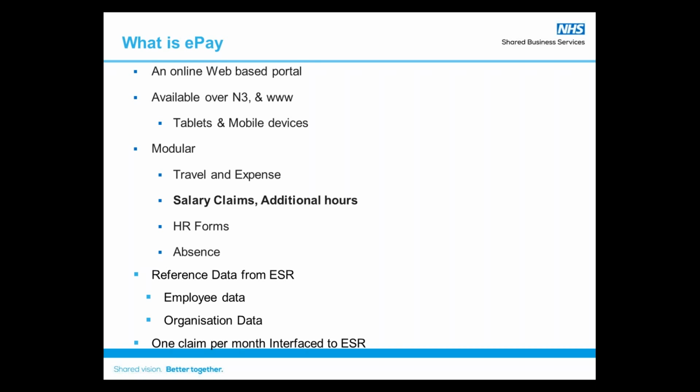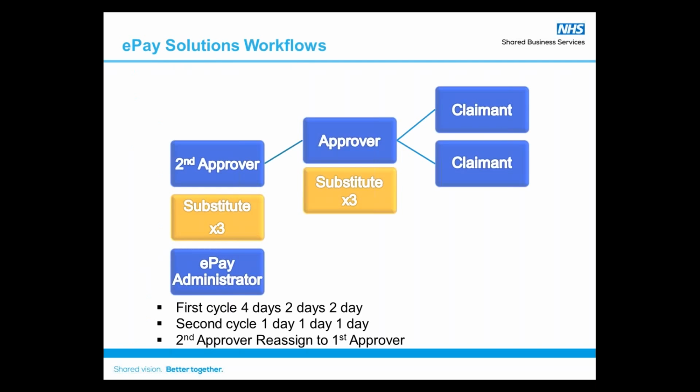There's also an extract that happens from ePay after your approval deadline is passed each month, which we're going to come on to later. And we run an extract to pull out all the approved claims from ePay, and we load those into ESR to be paid to you in the normal way.